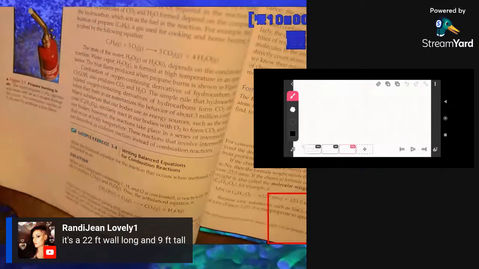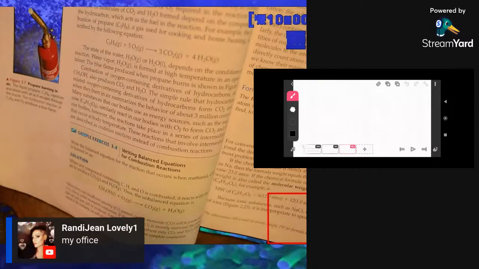It's a 22 foot wall long and 9 foot wall. Oh shit, that's a pretty big ass wall. Is it inches? Man, my office. Oh shit. Oh, right on, right on. You want one that big, or do you want one like, man? That's a big ass tank for sure.